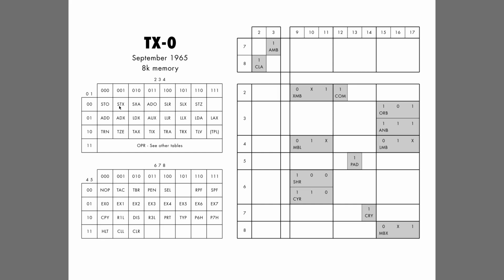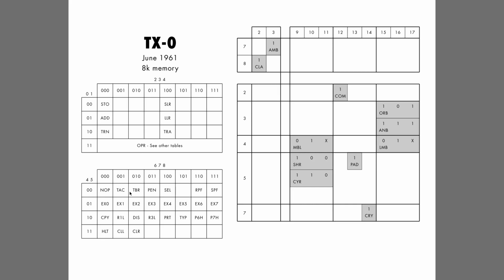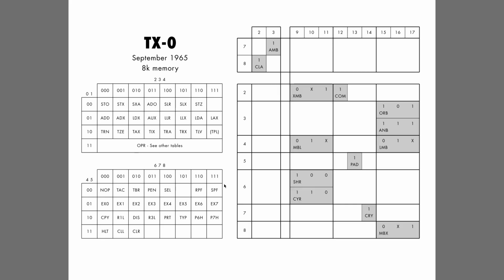And as a consequence of that, they added a lot of instructions that use indexed addressing instead, so STX and ADX, for instance, being the indexed version of store and add. And the operate group, of course, got more operations that had to do with the index register. And of course, already by 61, they had added more I/O instructions. So this is sort of the final state of the machine, but as I said, I'm not going to talk much about it, just to give you an impression.